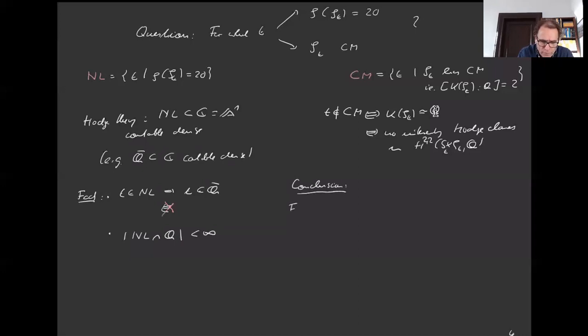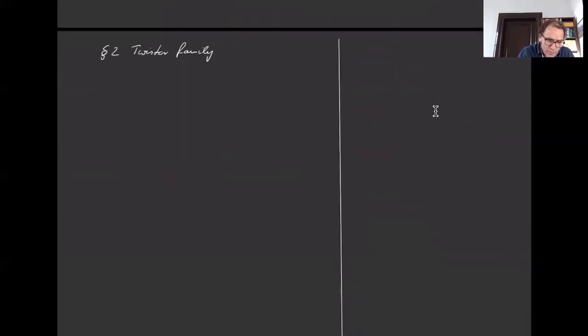For the Dwork family, these two sets, Noether-Lefschetz and complex multiplication, are the same sets in A1, so it's just C. So in particular, they're both countable and dense. This is the kind of statement I'm after. Okay, let's go to the twistor family.